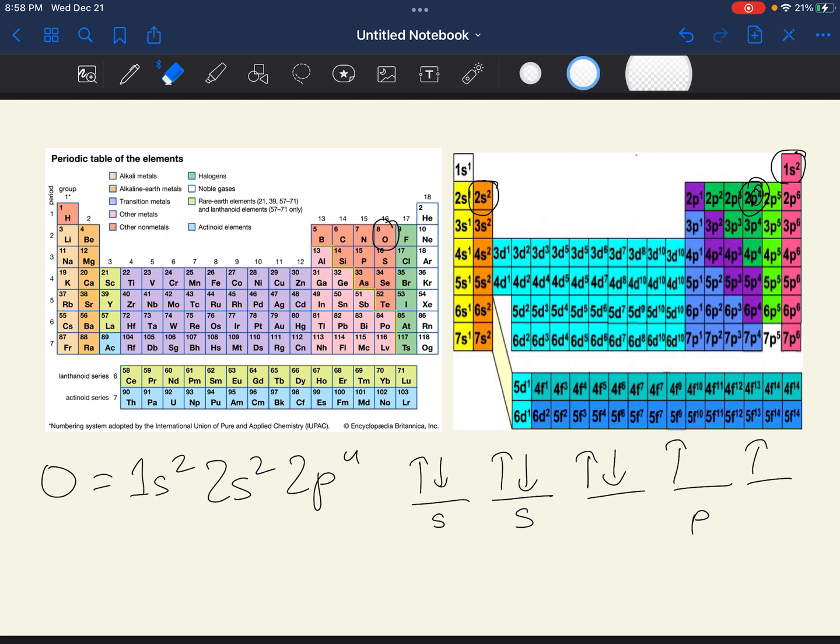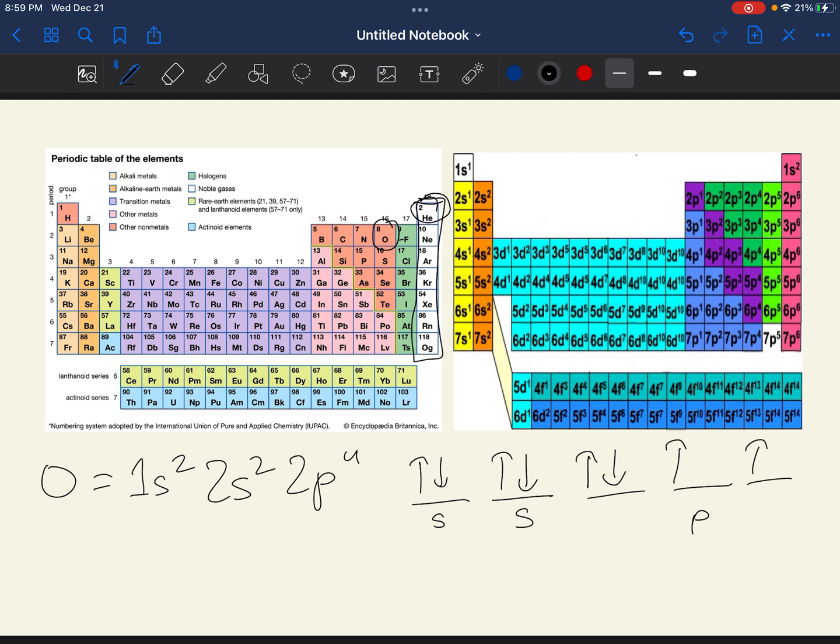So if we're writing the noble gas configuration of oxygen, we would see what is the last noble gas. Noble gases is the last group, right? This one right here. What is the last noble gas that we passed? That would be helium, because even though neon is the closest, oxygen is before neon, so we can't say neon.